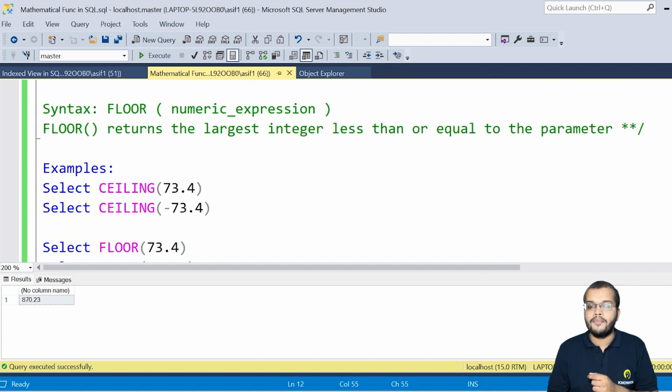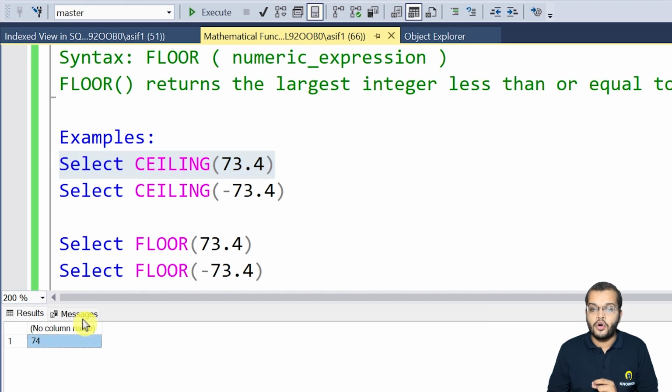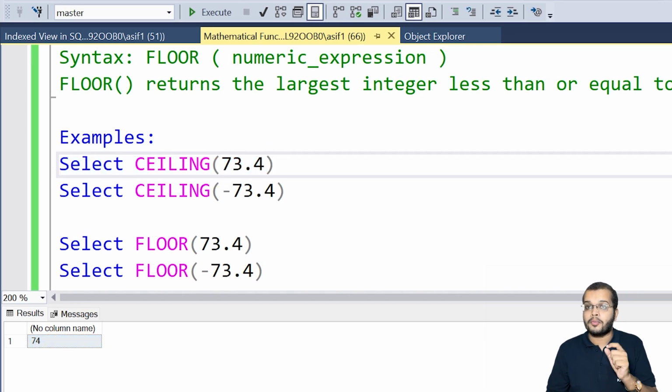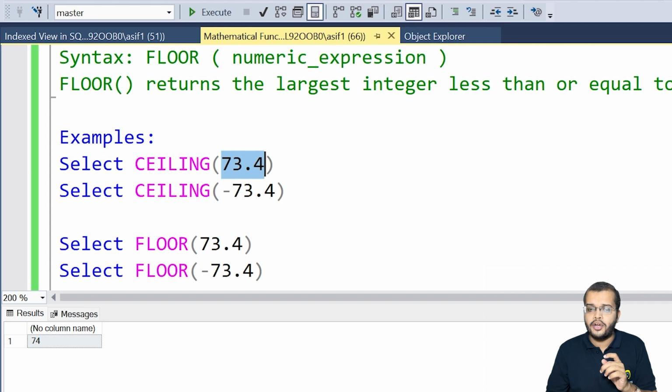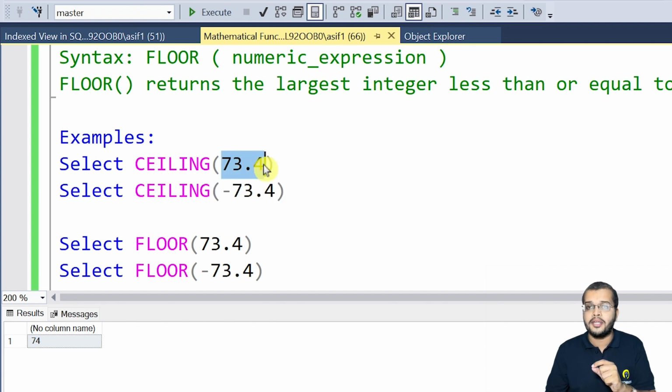Now let's look into the output. I am writing select ceiling, which is the mathematical function, of some number. Let us see what output we are going to get. When I execute it, I am getting 74. Ceiling will give us the greater value or equal to it as per the parameter we have given. 73.4 is the parameter. So when we write the ceiling function, the immediate greater integer value after 73.4 is 74. That's why it is giving us 74.